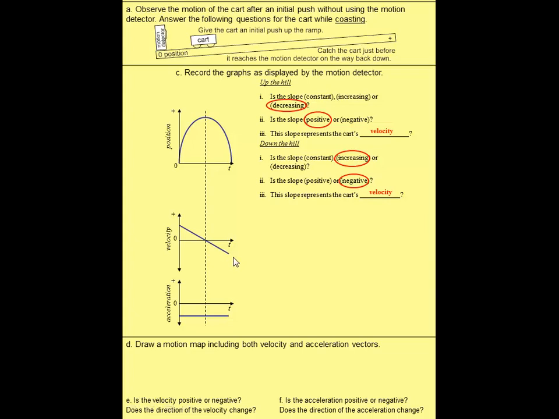One thing you have to remember here is that these are vector graphs, and therefore bigger negative numbers are not smaller. Bigger negative numbers are faster. So this is showing a faster and faster negative velocity.